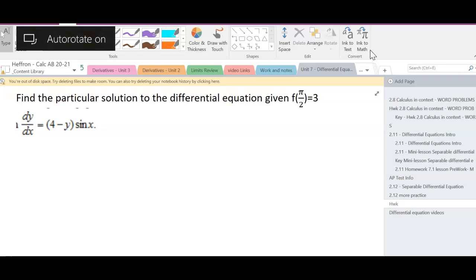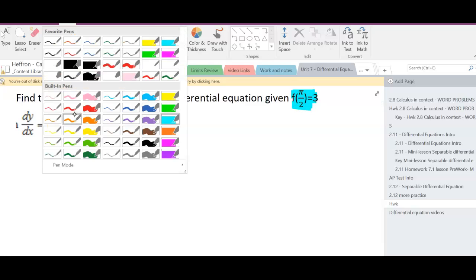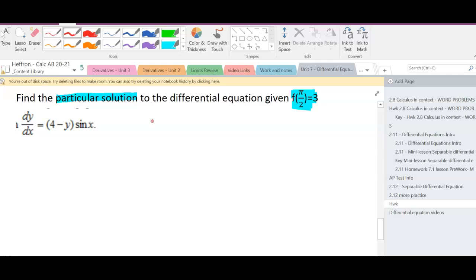So here we have another separable differential equation, and we're going to solve it because it asks for a particular solution, and we're given an initial condition. So we know that we're looking at dy over 4 minus y would equal sine of x dx. We would multiply everything by dx, and we're going to divide by 4 minus y.